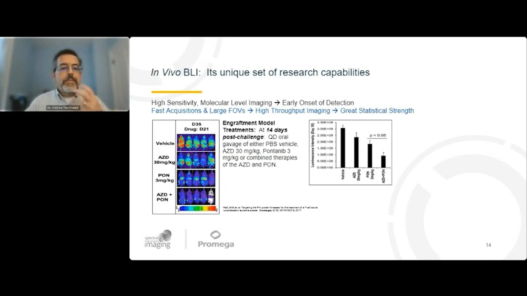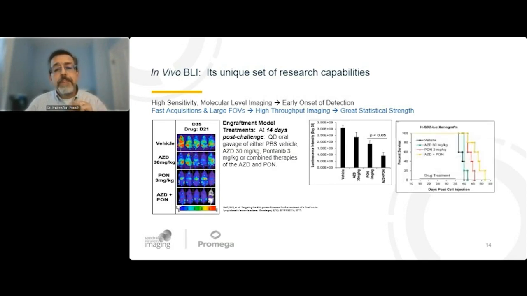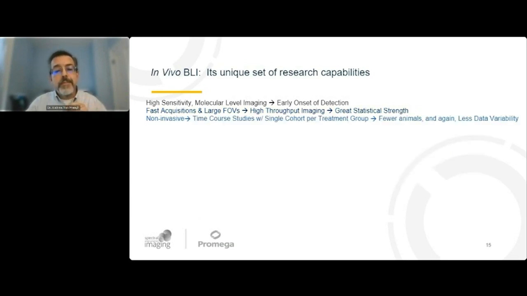And so in toto, what you're seeing here is the ready capability of in vivo BLI to give you statistically relevant data with regard to efficacy quite readily. No one got out of this one alive. All the mice died, but there was longer life demonstrated by the mice receiving the combinatorial therapy. And that's the overall perspective of that paper.